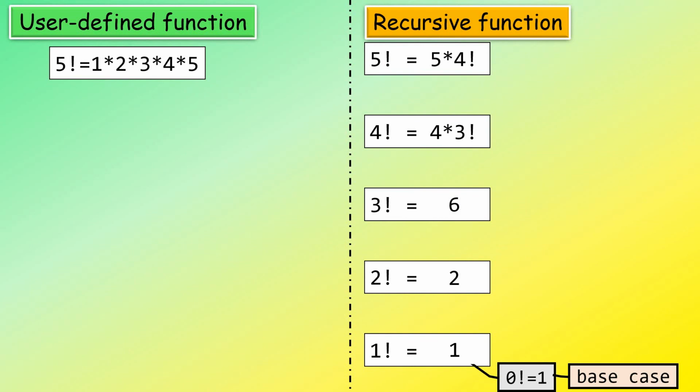Now when you get the value of 3 factorial, now you can substitute it in the previous step to do 4 into 6, which is 24. Now 4 factorial is 24, which can be now substituted in the first step to get the result of 5 factorial as 120.